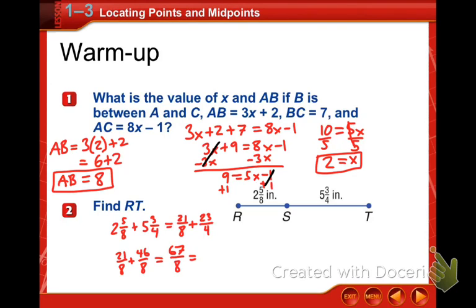bus. So now, 67, 8 goes into that 8 times evenly, and all we're left with is 3 from the 64, 3/8. So 8 and 3/8.